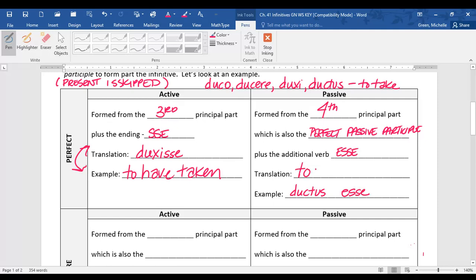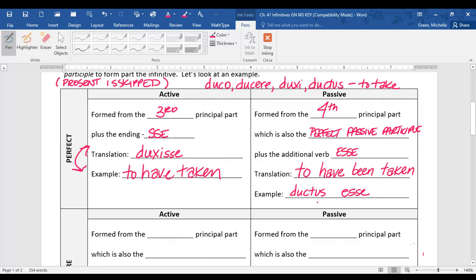the word to. Because it's in the perfect tense, we're going to use the perfect tense helping verb, which is have. Because it's passive, we're going to add in a form of to be, and then whatever the verb means, in this instance, to take. So to have been taken is how you would translate that form.